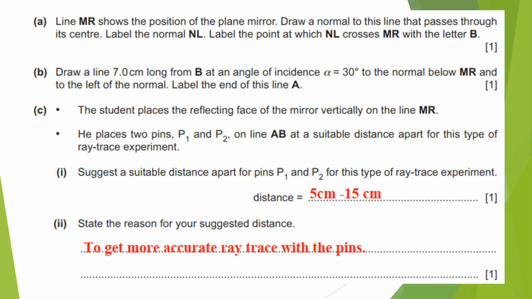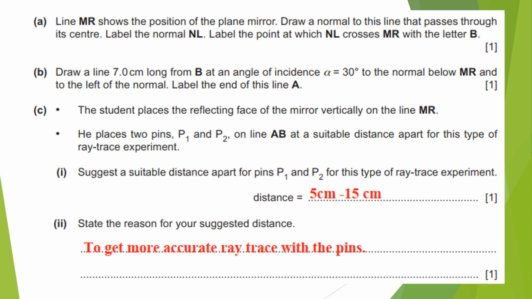So in this question we have three works. With ruler we need to measure 7 centimeter. From the normal left side we need to measure angle 30 degrees and end of the line should be labeled as A. For all the three works we will get 1 mark. Question C.